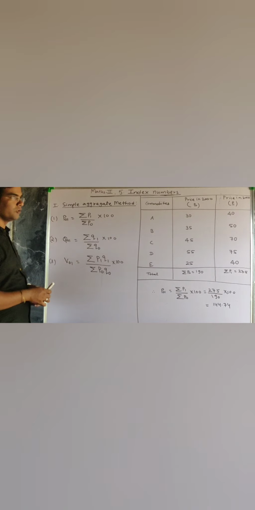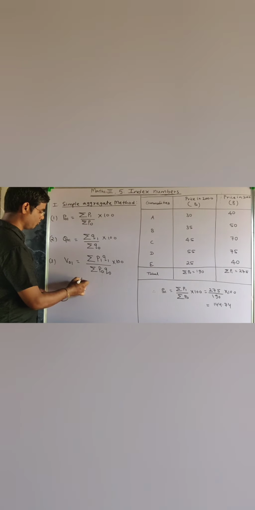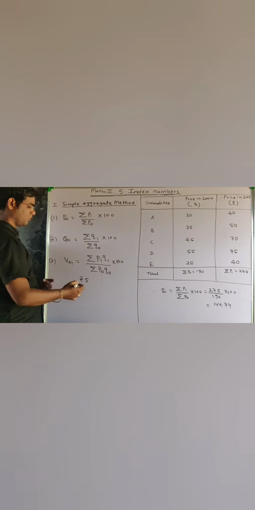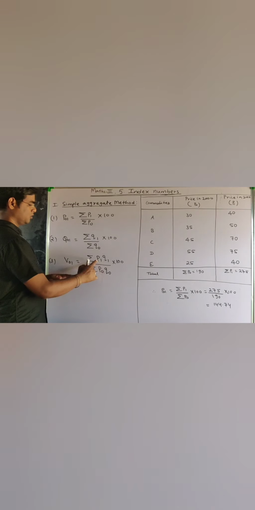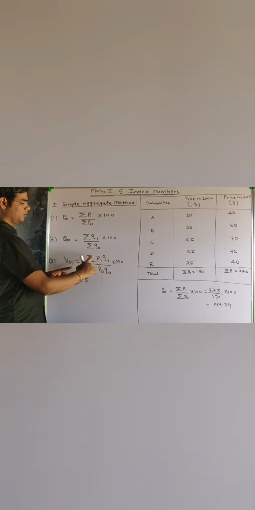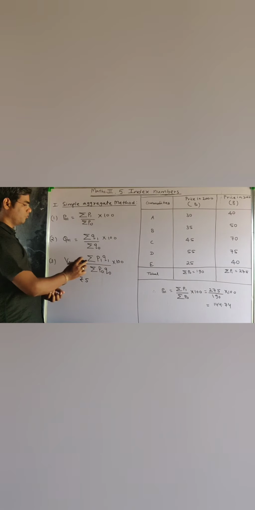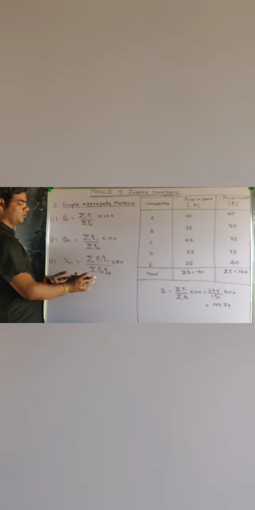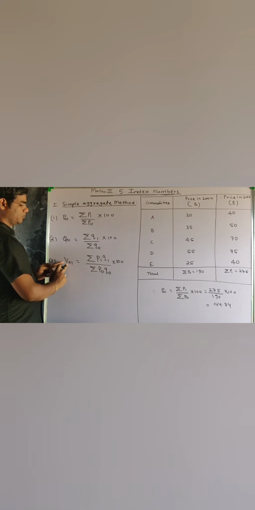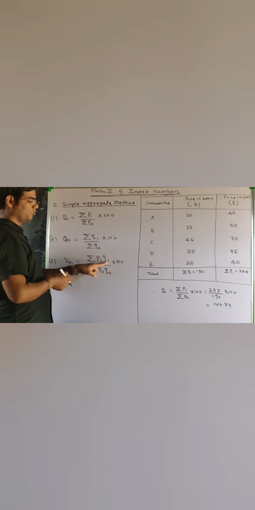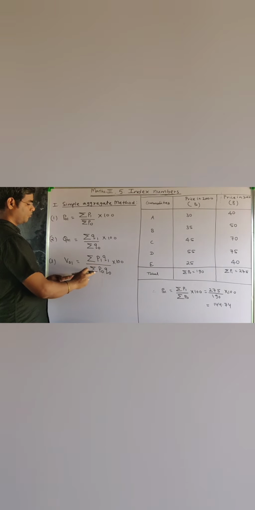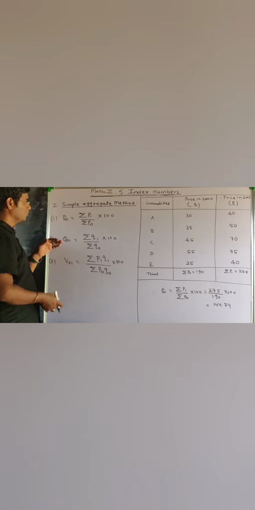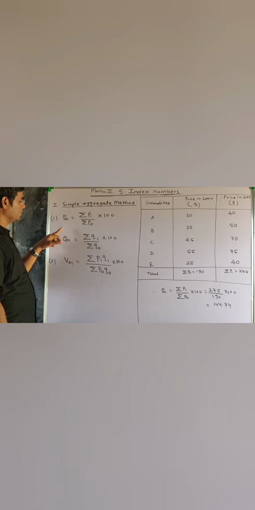So how to calculate the value of a commodity? Suppose the price of a pen is ₹5. So what is the price of 10 commodities? Price into quantity will give us the total price, the value of those total pens. So V01 indicates what? Value index number, which is given by the formula summation P1 Q1 upon summation P0 Q0 into 100. So there are 3 index numbers: price index number, quantity index number, and value index number.